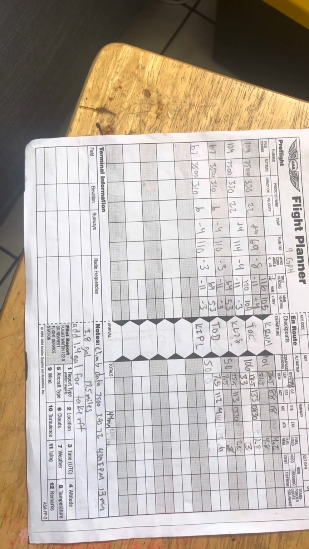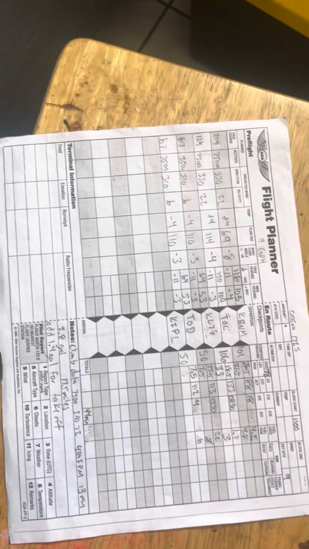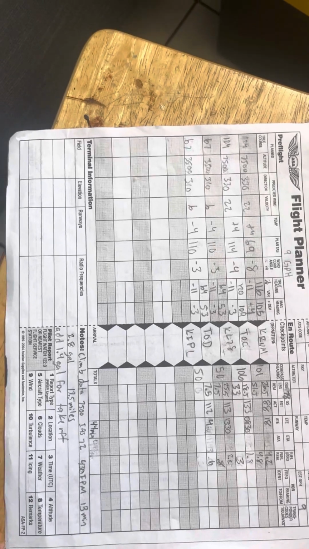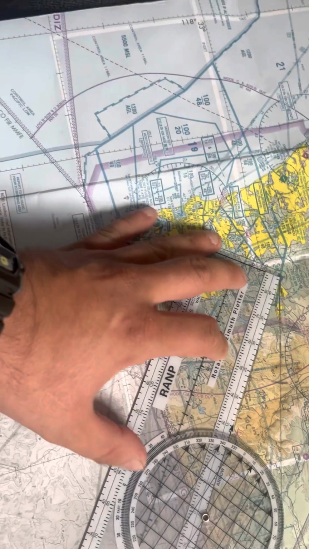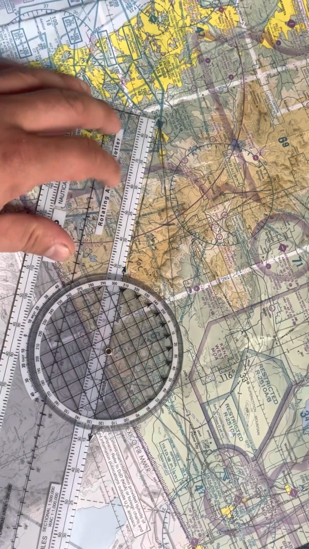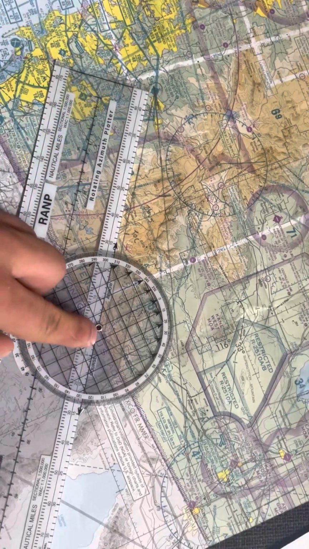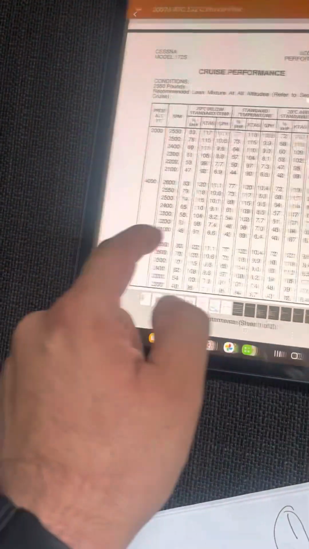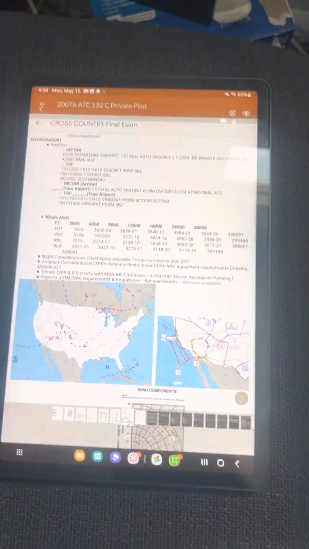I got my projected winds from my winds aloft chart. Ontario was the closest airport to me, so my wind direction is 330 at 22 knots with a change of 4 in temperature. So here's my map. I get my plotter, and then I read 124 from both airports, there and there. Yeah, my winds aloft chart. Right there.